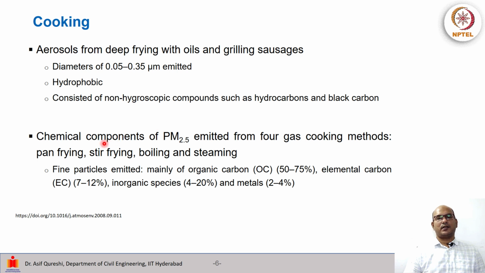In one study, the chemical components of PM 2.5 were measured, and this PM 2.5 was emitted from four gas cooking methods such as pan frying, stir frying, boiling and steaming. It was found that the fine particles emitted were mostly organic carbon, 50 to 75%, elemental carbon, which is often denoted as EC, 7 to 12%, then inorganic species 4 to 20%, and metals, which were about 2 to 4%.